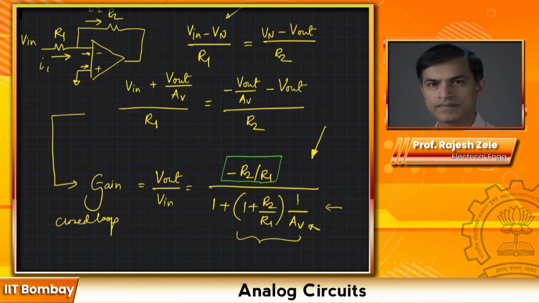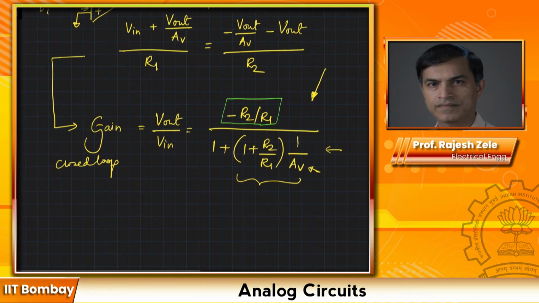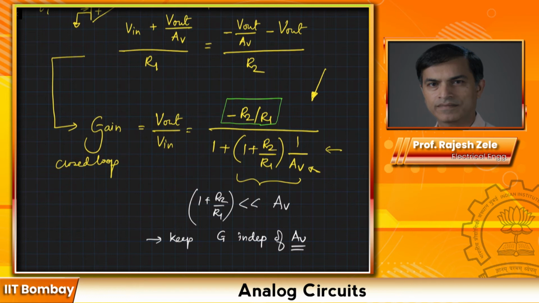So just to clarify again, we have to make sure that Av is much larger than 1 plus R2 divided by R1. That's the only time when we can make this equation true. Okay, so this will keep gain G independent of Av, the op-amp's open loop gain.